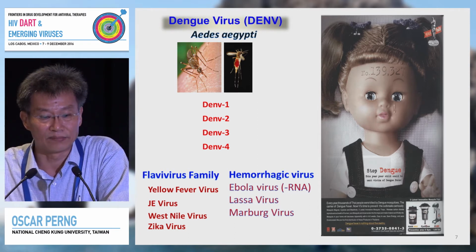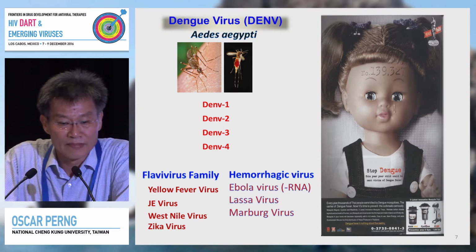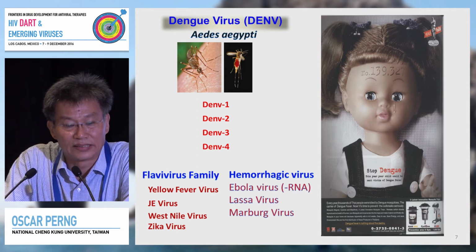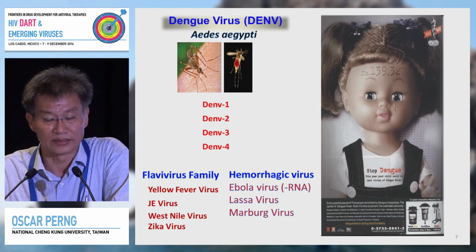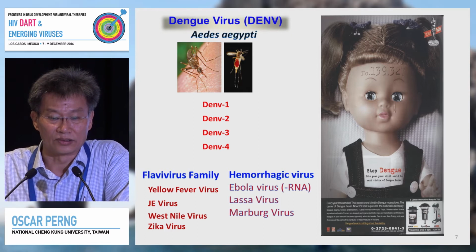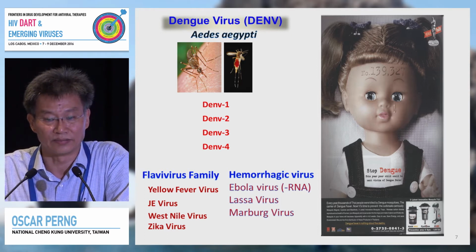And dengue has 4 serotypes, 1, 2, 3, 4, and they are different from other flavivirus family members because they have 4 genetically related distinct serotypes.